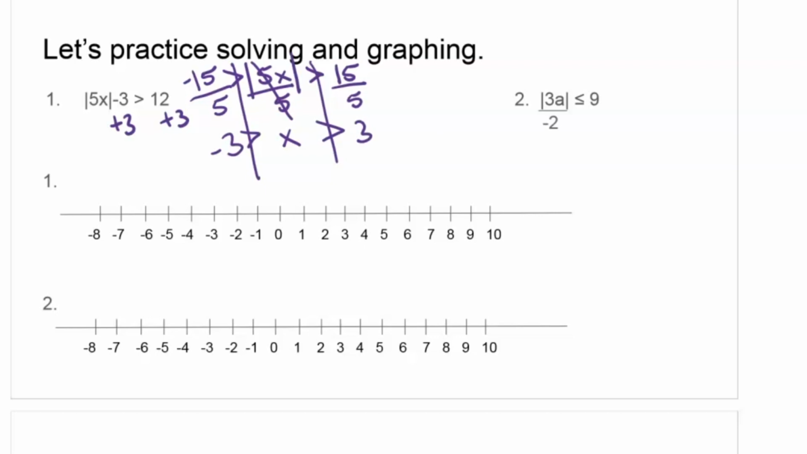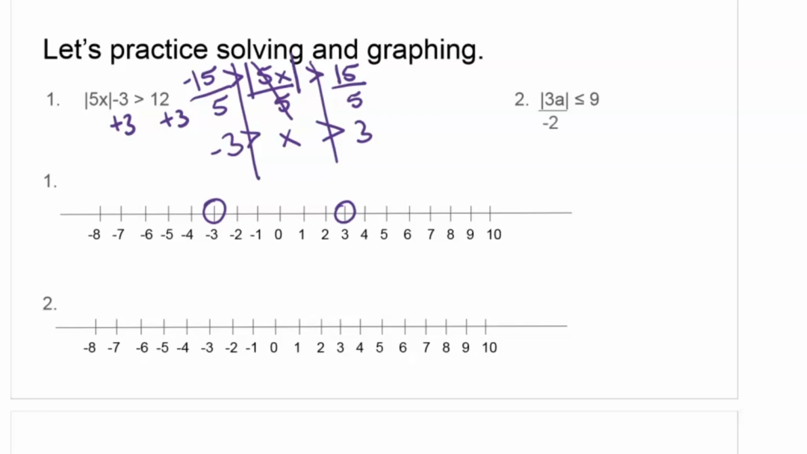So if we graph that on the number line, first I'm going to put my points, and these are going to be open circles because there's no equal to underneath, it's just less than. It's not less than or equal to. So they're both going to be open circles. So I have one at negative 3 and one at positive 3. And then they're both greater than signs. So that means we're going to be going in opposite directions.